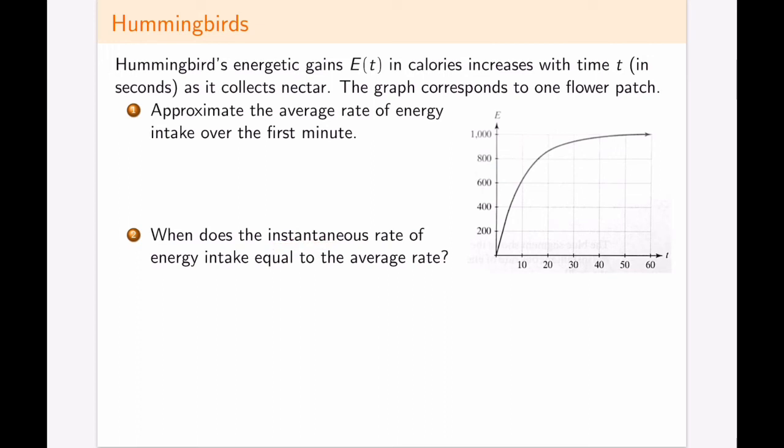So over the first minute, what do we have? Notice that the time here is measured in seconds. So over the first minute means we're looking between 0 and 60 in terms of seconds. Recall that the average rate of change corresponds to the slope of a secant line. Which means that if I connect my 2 points, 0 and 60, with a straight line, the slope of it is precisely what the average represents. So the slope of this is my average rate of change.